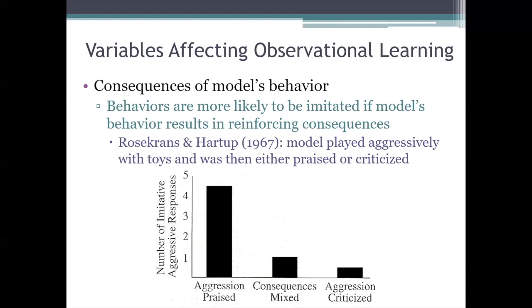For example, your book describes a study where kids were more likely to play aggressively with a toy if they saw a model being aggressive with it and then being praised for that behavior. The kids were much less likely to imitate the aggressive play if they saw aggressive play being criticized. So, the consequences that we see the model experiencing will obviously affect whether or not we imitate that behavior. They'll obviously affect whether and what we learn from that model.